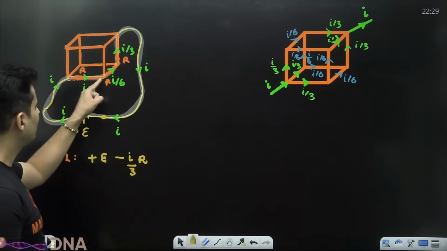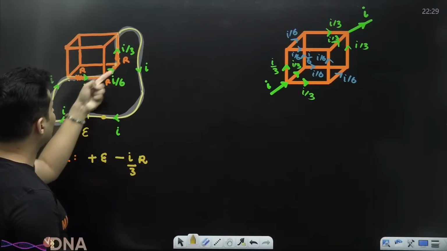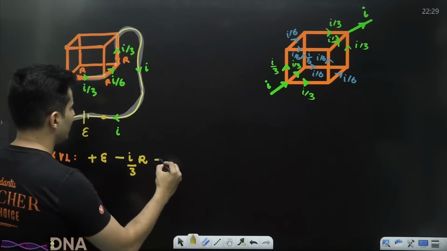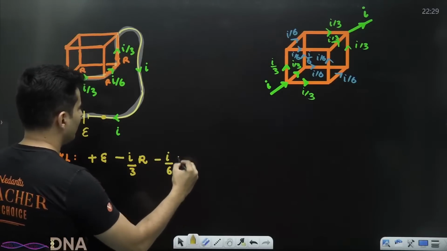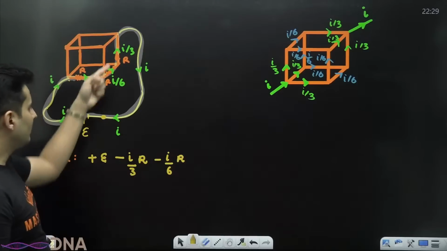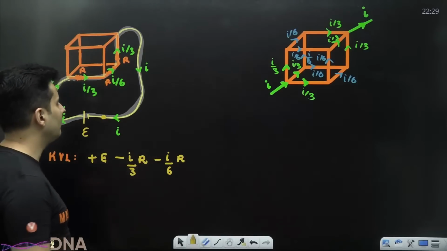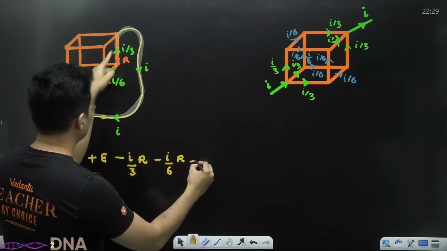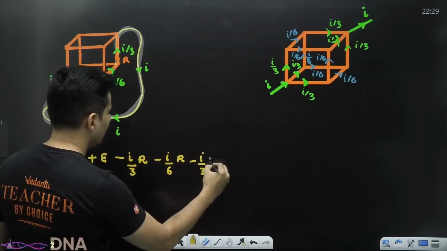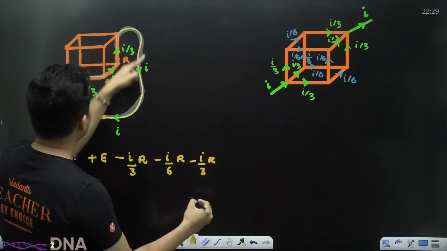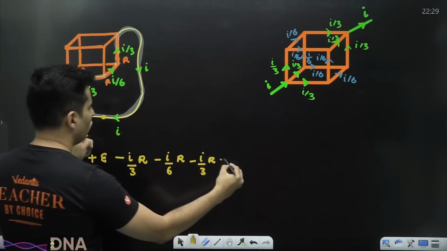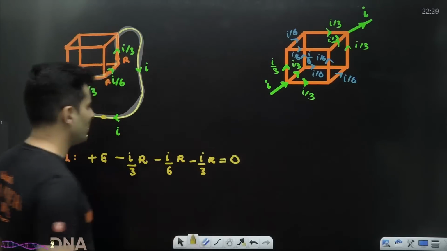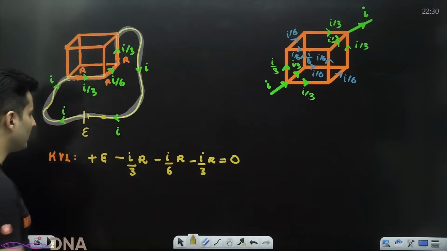I reach here. After that, I go in the direction of the current. Current is basically I by 6, resistance is R. In the direction, it will be dropping, so negative. I reach here. In the direction of the current, it drops, so it is I by 3 into resistance. There is nothing here, and I come back to that same point, so hence this should be 0.